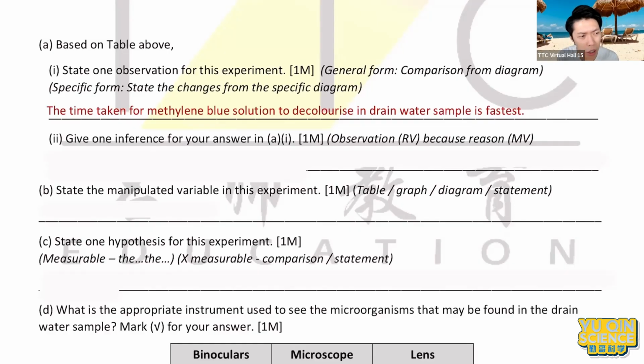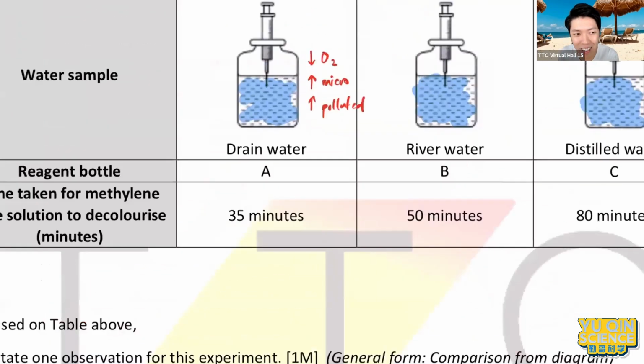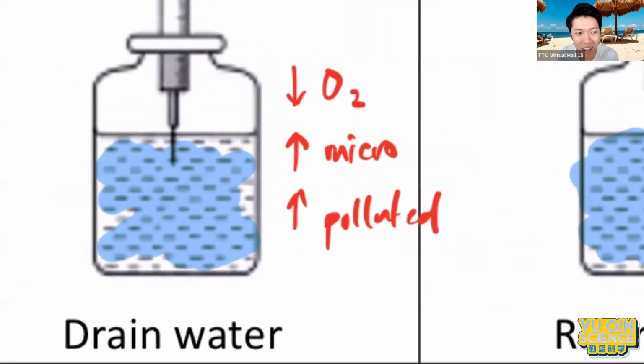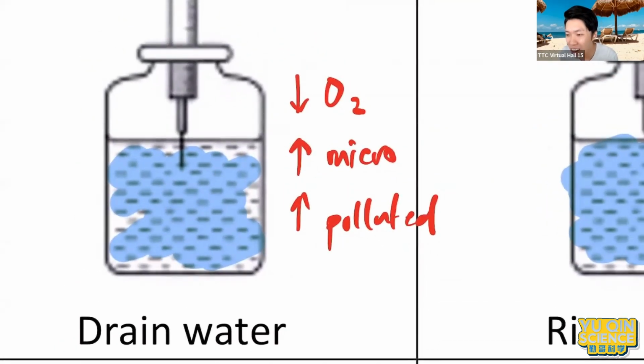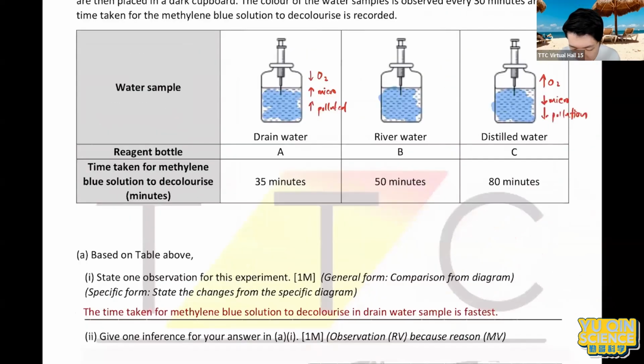So what's the reason why drain water so fast becomes no color? Don't have to write everything. Choose one. Choose either one. Don't have to write everything.